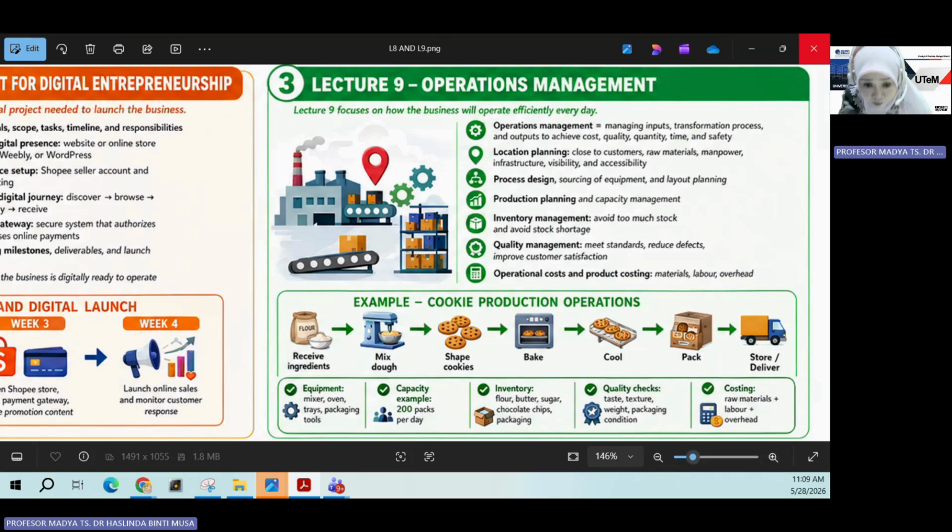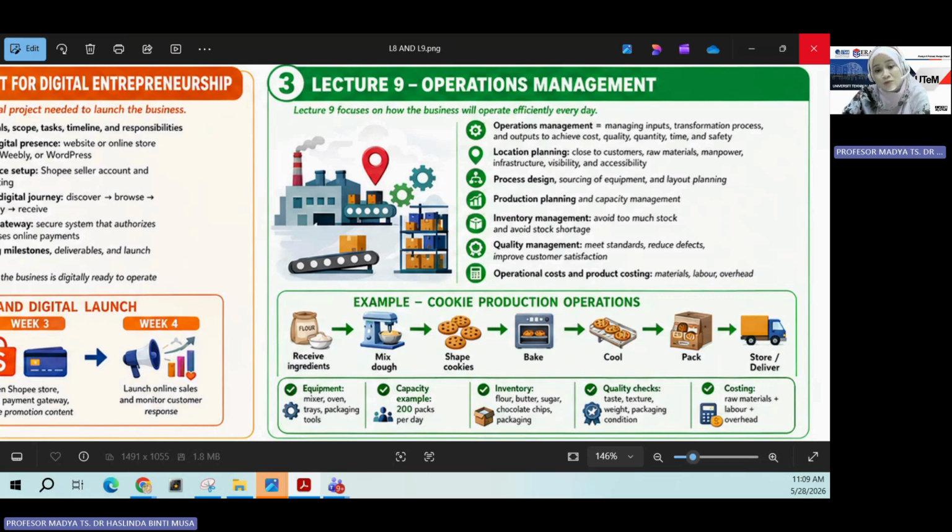It means that the inputs are the resources that are used by your business. For a cookie business, for example, inputs include the flour, yeah, tepung, butter, sugar, chocolate chip, packaging, labor, the equipment, labor as well. You have the workers, equipment, machines, electricity, and also your time, actually.